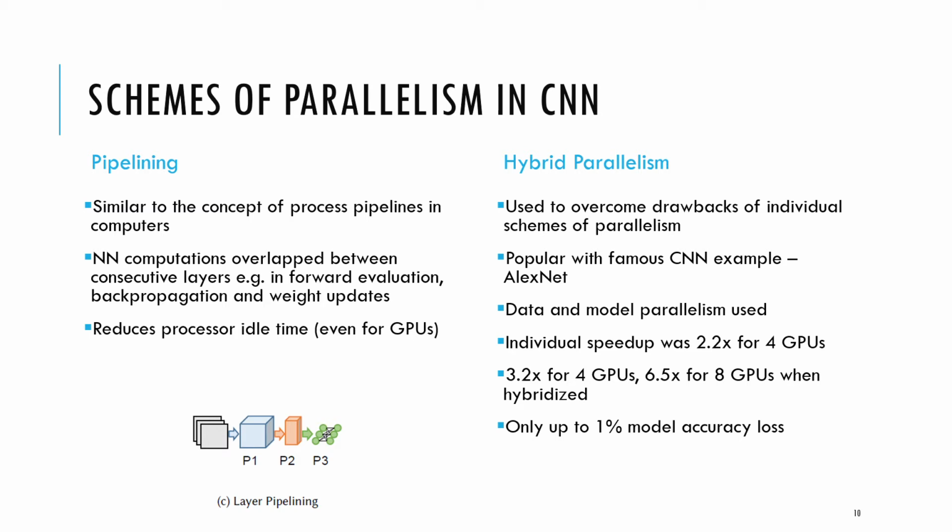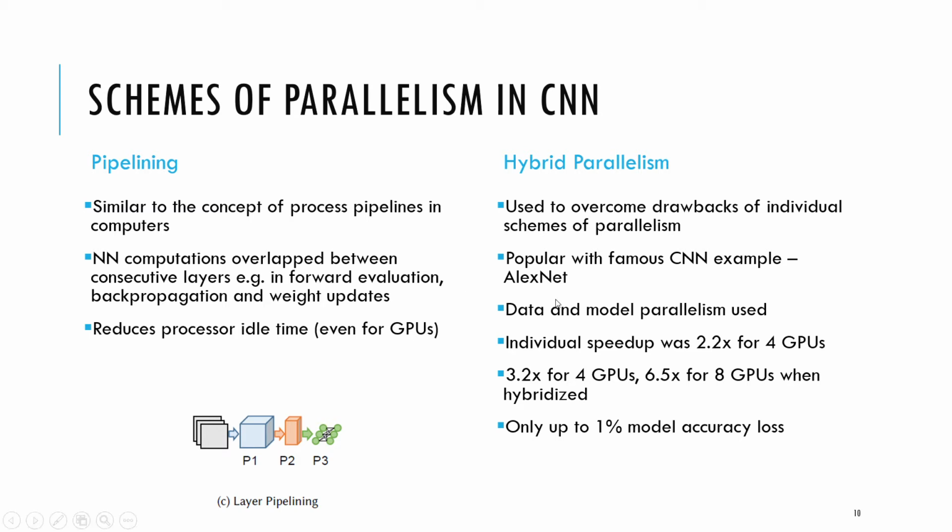And the fourth type is hybrid parallelism. It wasn't a difficult leap. It's used to overcome the drawbacks of individual schemes of parallelism. So we have seen there is communication overhead in model parallelism, but it can be better suited for some applications. So then the best idea is to hybridize it with something else.